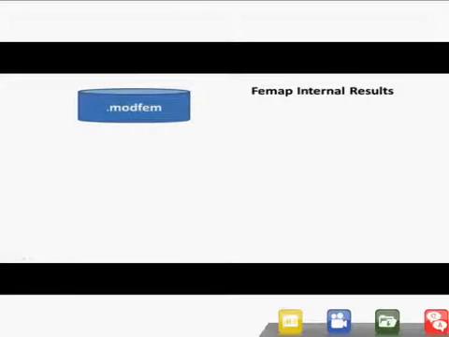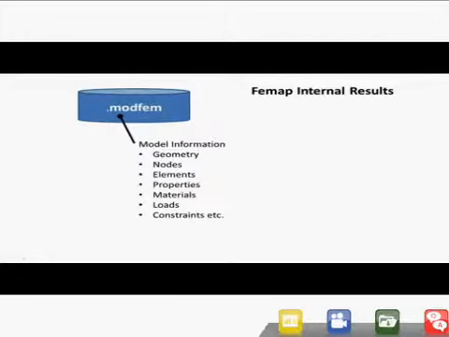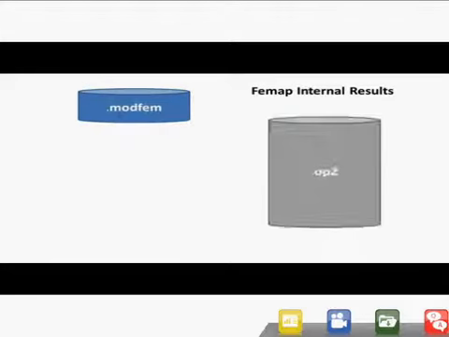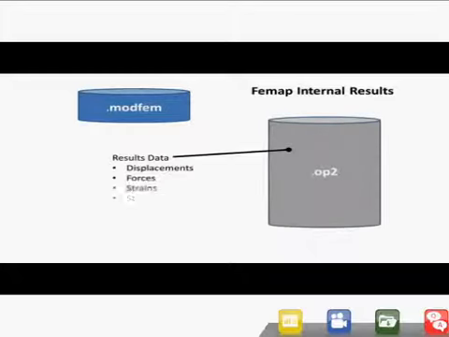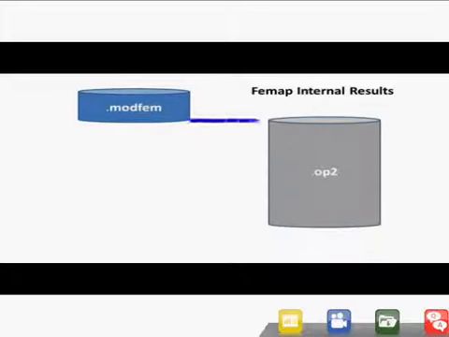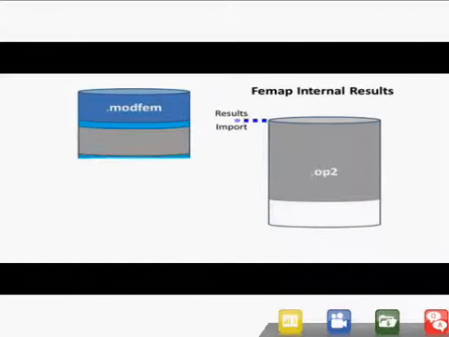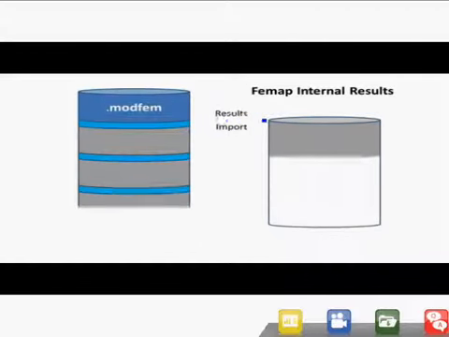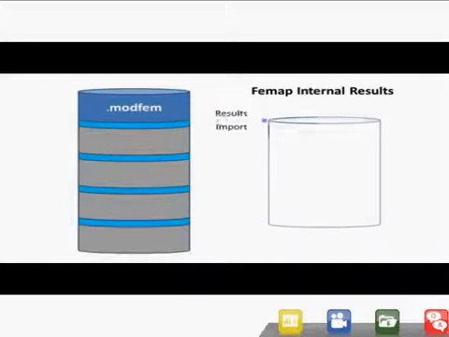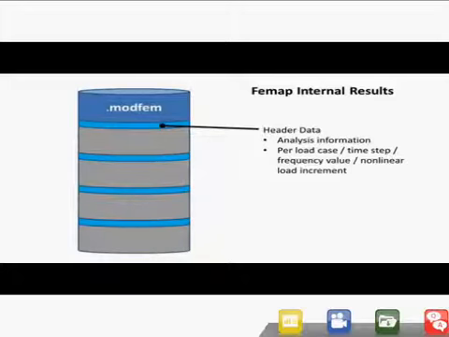Prior to analysis, all the modeling data, including all the geometry and finite element model data, reside in the FEMAP ModFem database. When the analysis completes successfully, NX Nastran creates an OP2 results file that contains all the solver calculated results. In FEMAP versions prior to 11, all results data is automatically imported into the FEMAP database by default. The resulting ModFem actually becomes a little larger than the sum of its parts because of header data required for every load case, time step, or frequency value as well as some additional data that FEMAP calculates over and above the solver calculated data, like von Mises stresses.